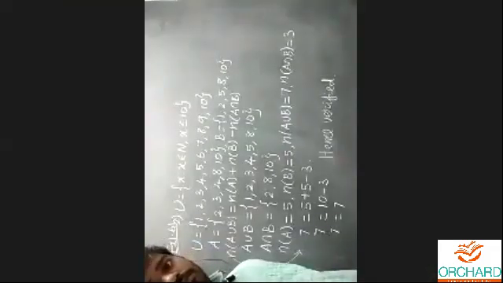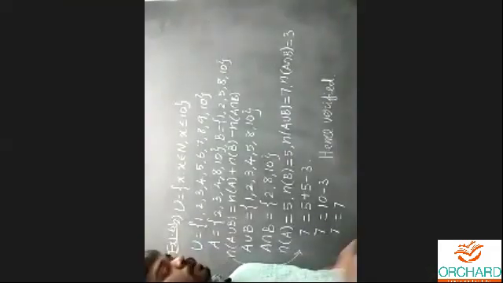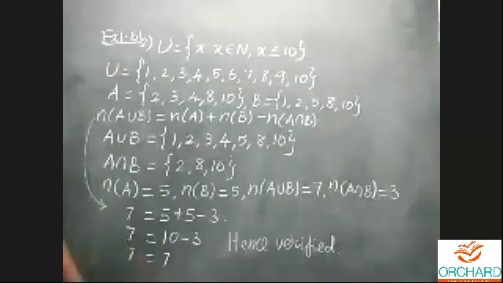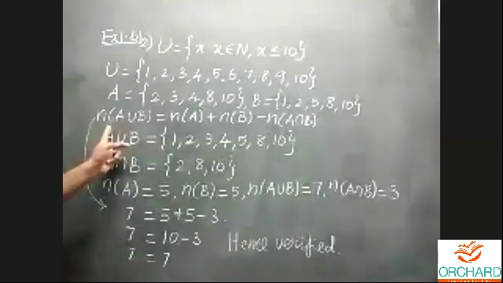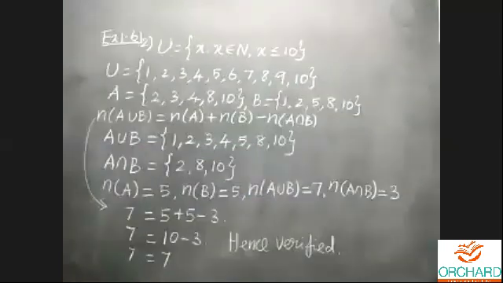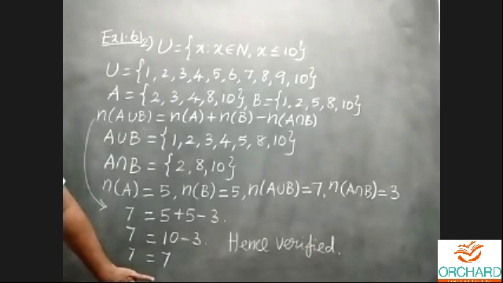At the end of the step, we'll write "hence verified." That is enough. For 7 equal to 7, after 7 equal to 7, you'll write "hence verified." No need to once again repeat that n of A and B is equal to n of A plus n of B minus n of A. That is not necessary, because we'll already quote that result. That's why "hence verified" is enough for the end of the problem. These concepts will be asked only in 2 marks.